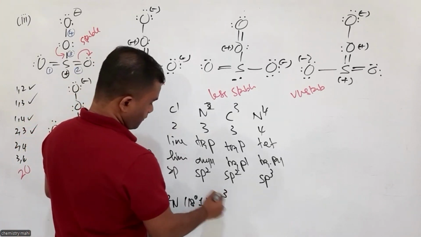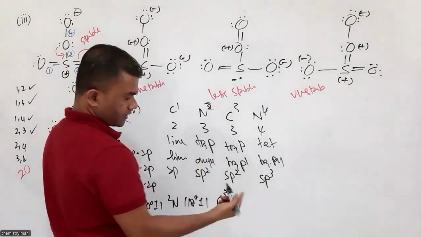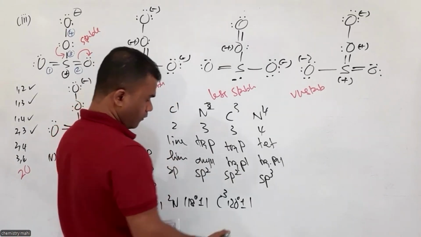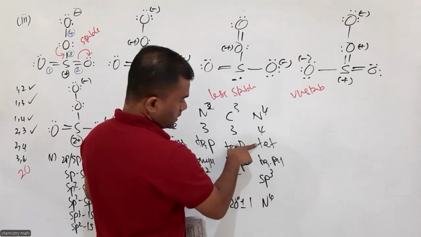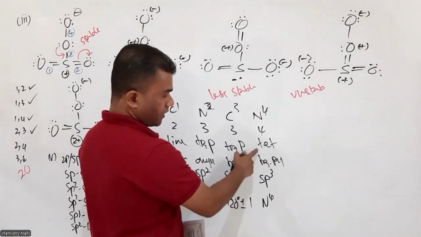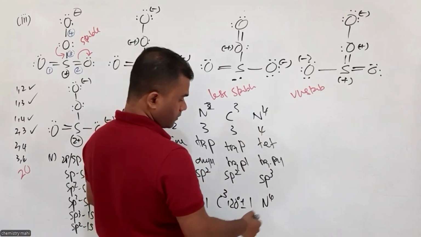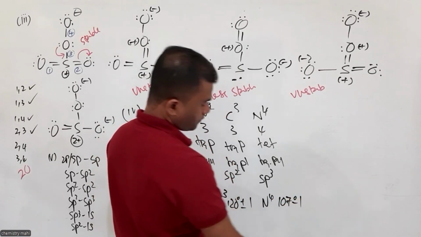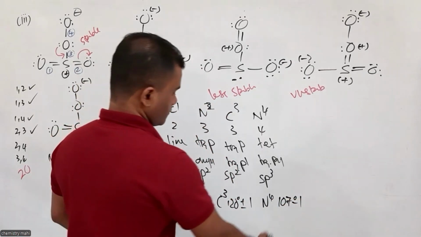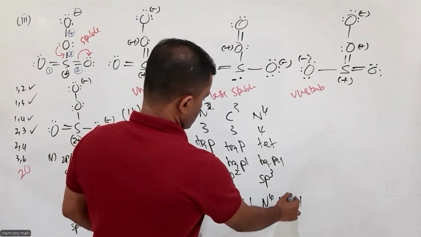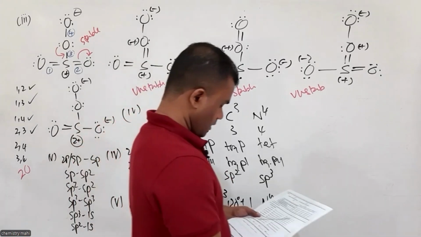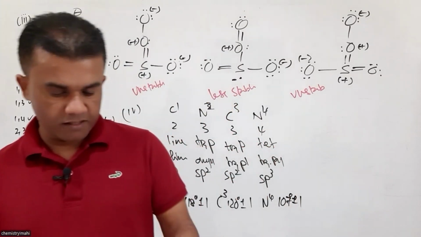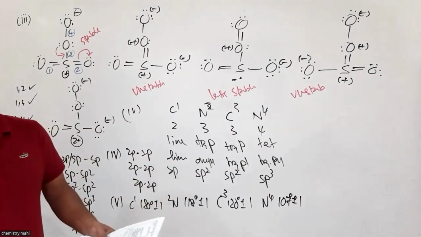C3, trigonal planar, then no change. It's 120 plus or minus 1. N4, tetrahedral, trigonal pyramid, meaning tetra 109, but one lone pair, trigonal pyramid. It should be 107 plus or minus 1. Next, arrange the atoms in the increasing order of electronegativity.